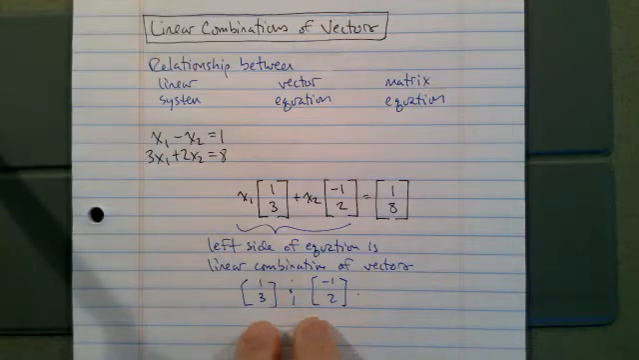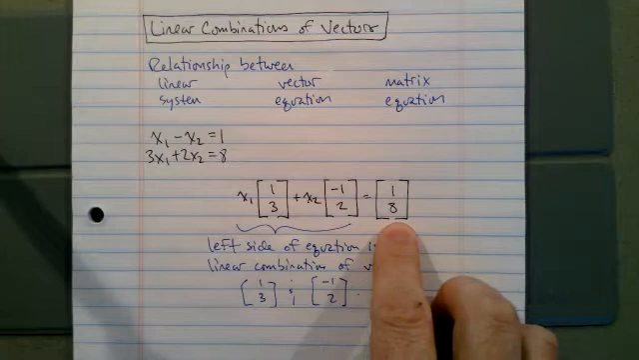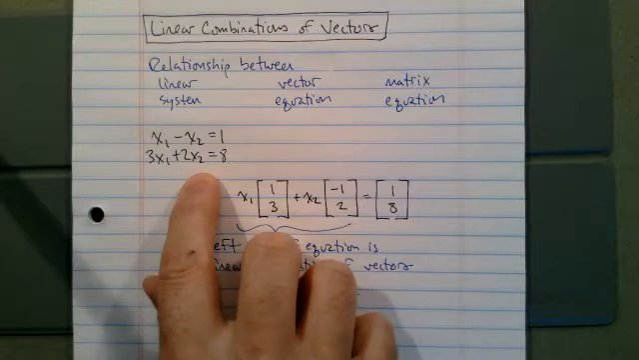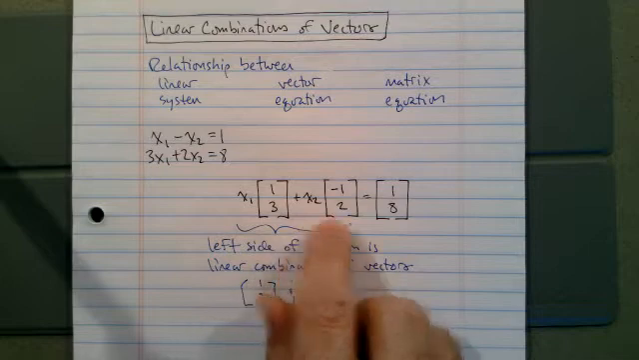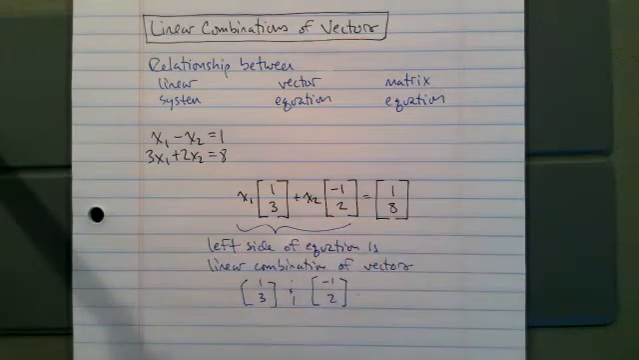So we can think of these two vectors as being a set of vectors, and this 1, 8 is a linear combination of them. We happen to know the solution to this system, which was x1 equals 2 and x2 equals 1. So 2 times 1, 3 plus 1 times negative 1, 2 will equal 1, 8, because we happen to know the solution.